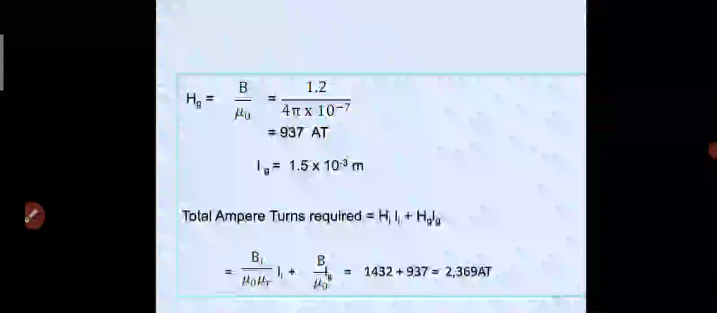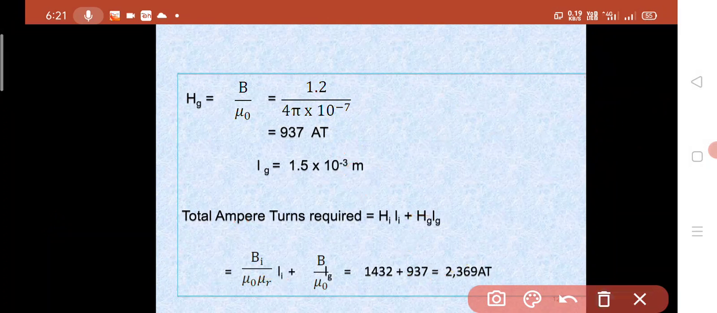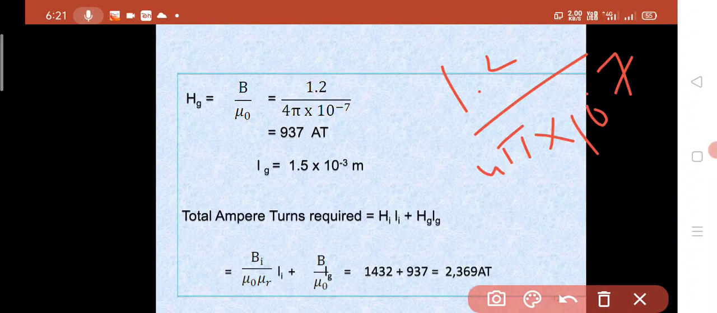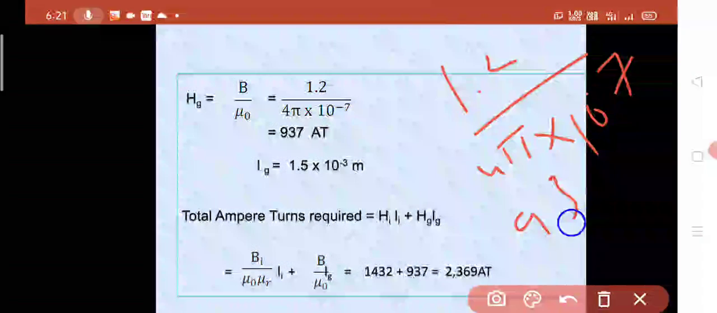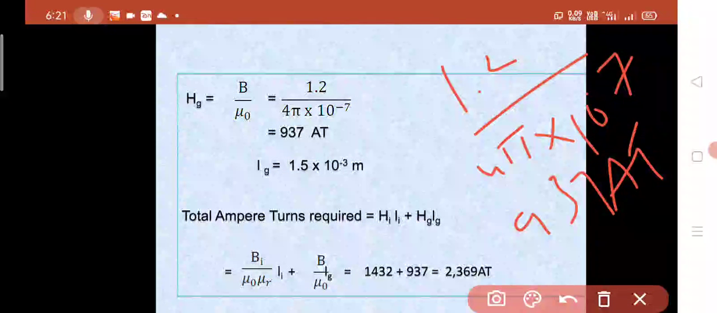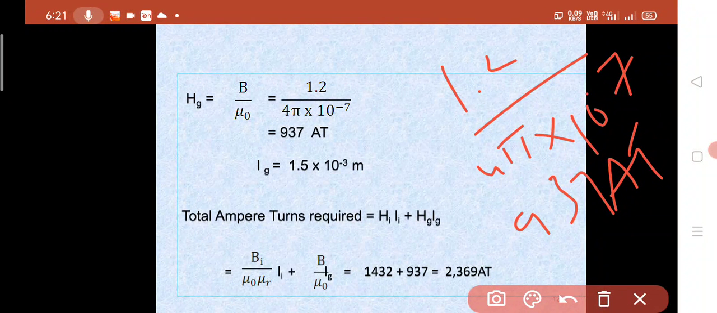Now Hg is equal to B by mu naught. So 1.2 by 4 pi into 10 to the power of minus 7. So the answer is Hg equal to 937 ampere turns. And Lg is equal to 1.5 into 10 to the power of minus 3 meters.